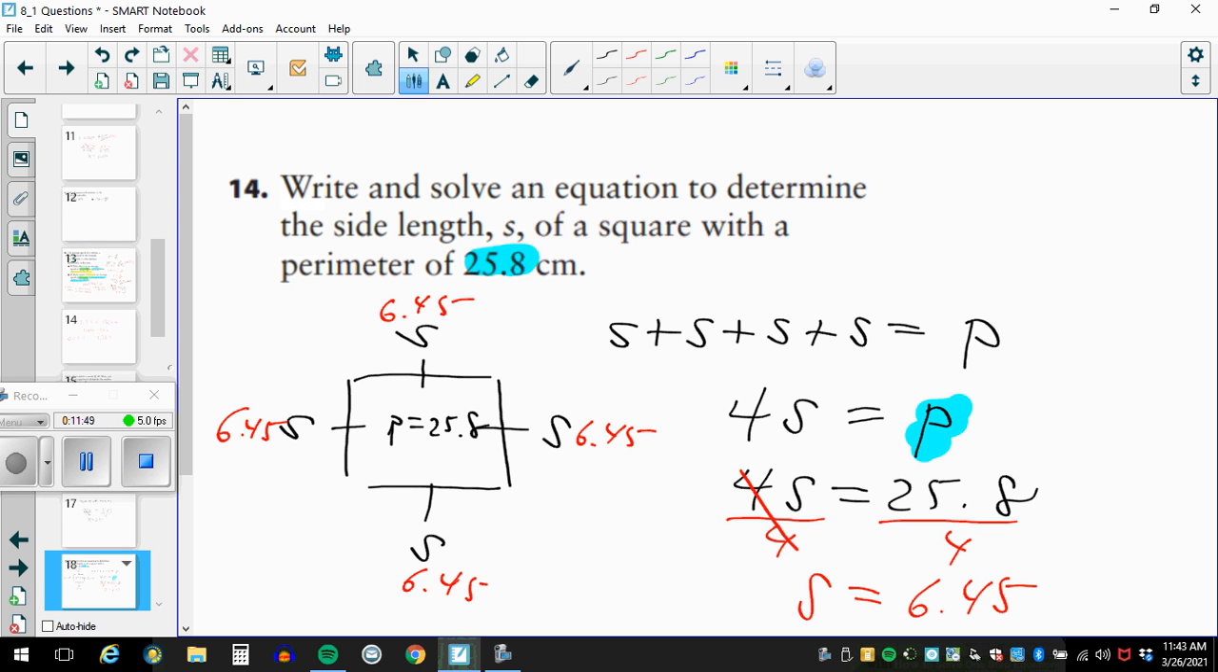And 6.45 plus 6.45 plus 6.45 plus 6.45 is 25.8, or 6.45 times 4 is also 25.8.